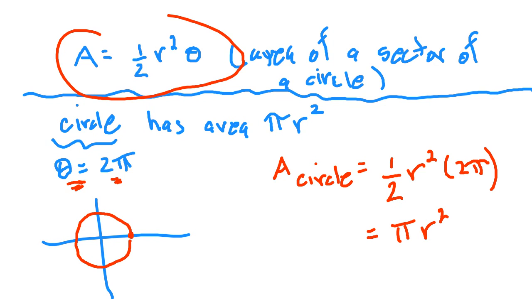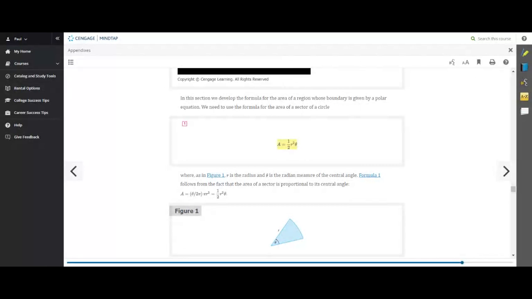So this formula, A equals 1/2 r squared theta, might seem a little strange, but it certainly works for the area of a circle. Sometimes I show students that so they feel a little more comfortable. Now, what are we going to do with this? All right, let's go back to the ebook. So we have this area of the sector of a circle.